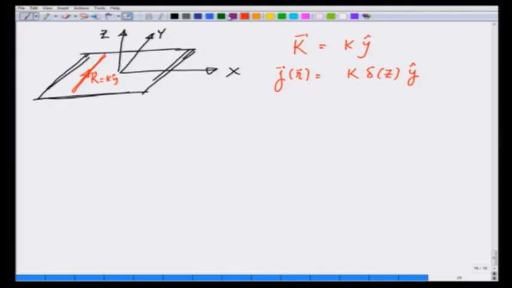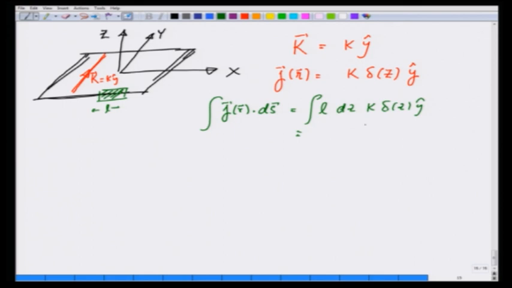How do we check this? Let me take a cross section across which the current is flowing. So, if I do j dot ds across this cross section, if this length is L, I get L dz k delta z, and y is the direction of area also. So, this gives me kL, which is the current indeed passing through length L of the sheet. So, our j is correct.